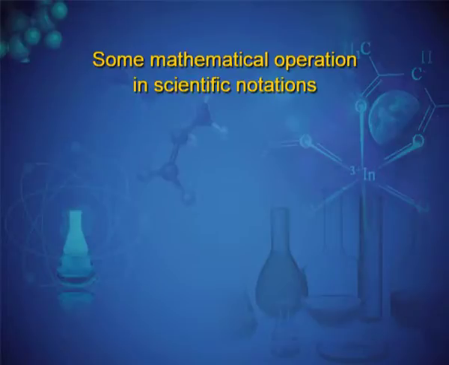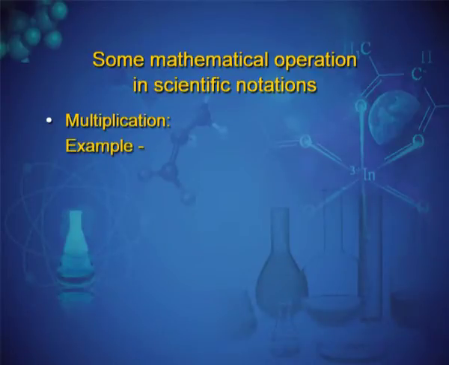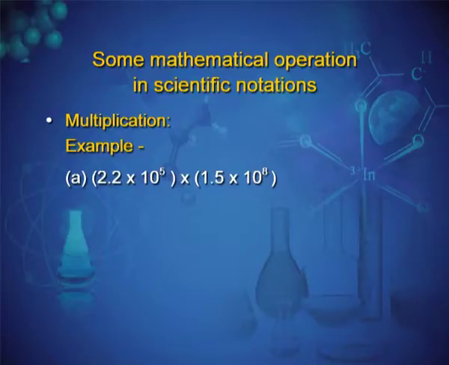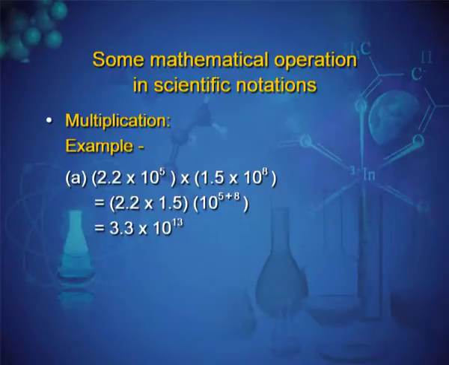Some mathematical operations in scientific notation, like multiplication. Example: we have to multiply 2.2 times 10 to the power 5 with 1.5 times 10 to the power 8. We first multiply the coefficients, like 2.2 times 1.5, and we add the exponents, like 10 to the power 5 plus 8. So it will be 3.3 times 10 to the power 13. This is the multiplication operation.